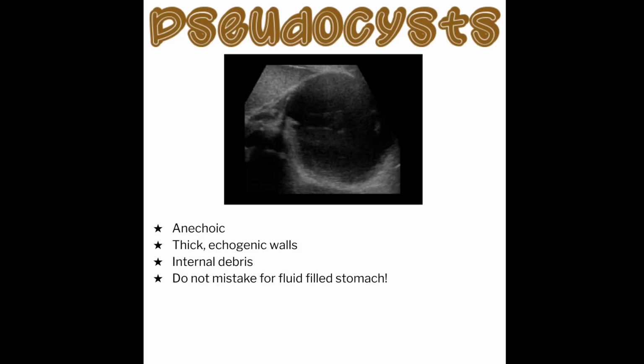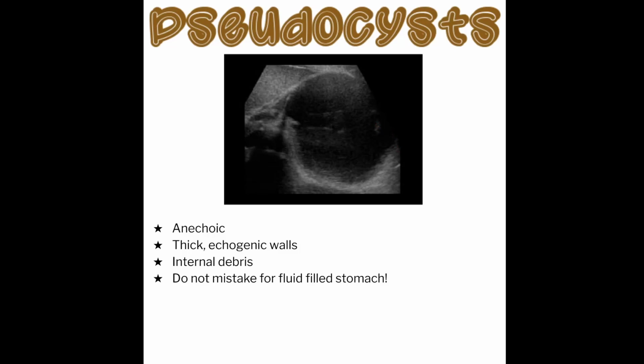So here we have a rather large pseudocyst. It has anechoic contents. It has thick echogenic walls. It has some internal debris to it as well. And because of where they like to sit, we need to be very careful that we don't mistake this for a fluid-filled stomach. So if you think about it, you have the pancreas.